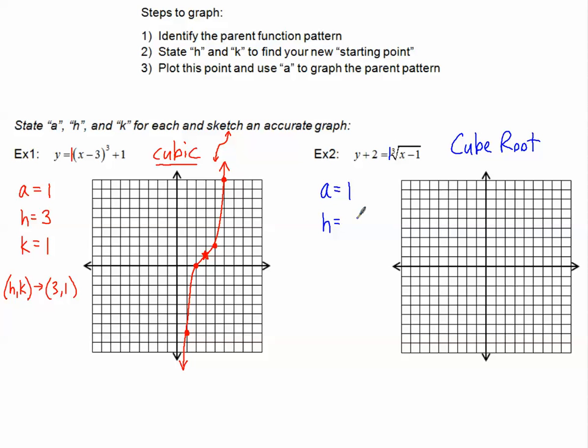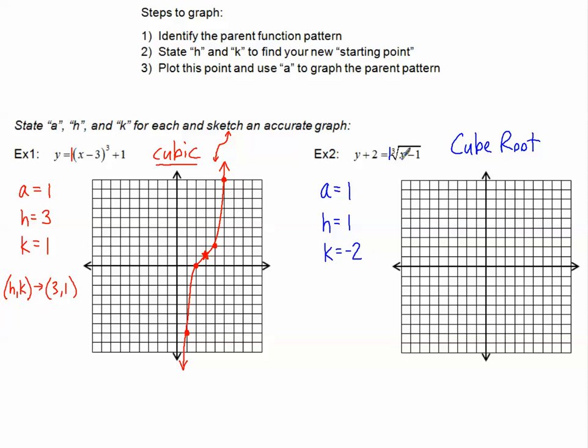H is equal to, again, h is always hiding in here with the x, and it's a 1 in this case. And k is equal to, k is over here with the y this time, so k must be a negative 2. Remember, it's always the opposite of the symbol that we see when it's with the y. Or another way of looking at it is, what does y have to be to make this side of the equation 0? So negative 2 plus 2 makes 0, so that's why the k is negative 2.